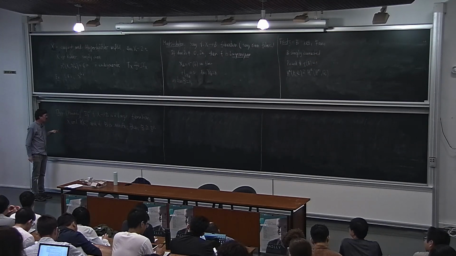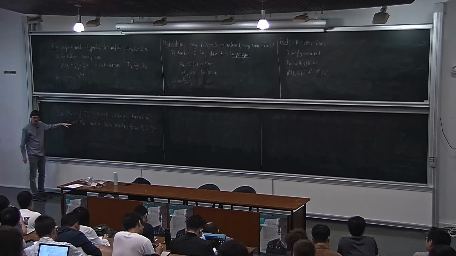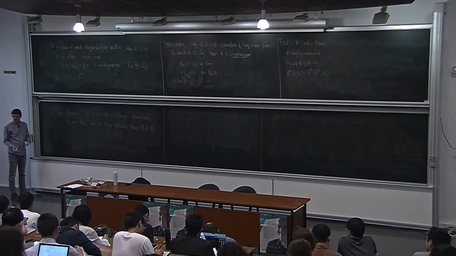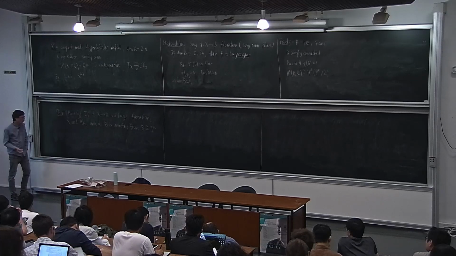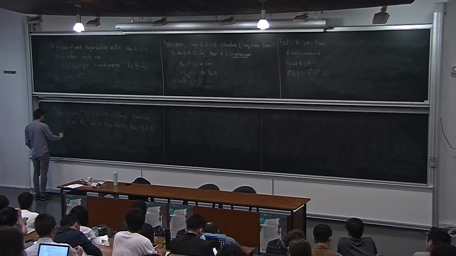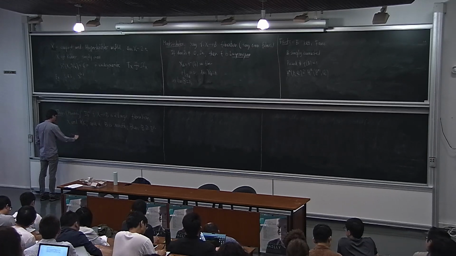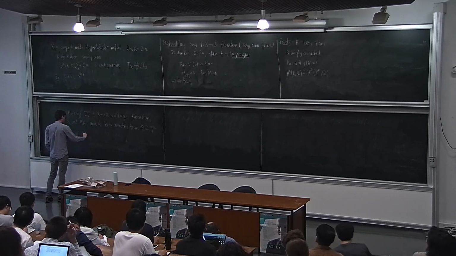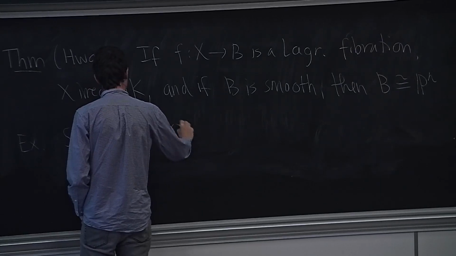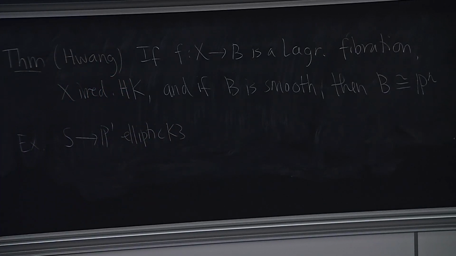So that's the statement, right? The irreducibility is needed because otherwise you can get things like products of projective spaces, right? So for instance, if I took S to be an elliptic K3, that's an example of a Lagrangian fibration.